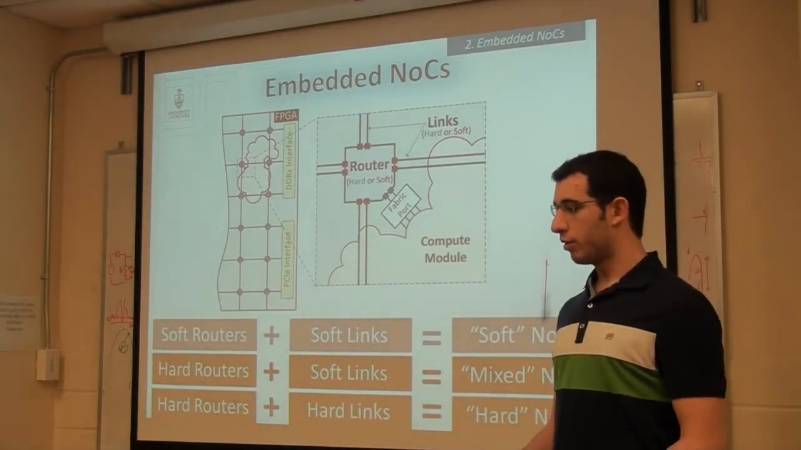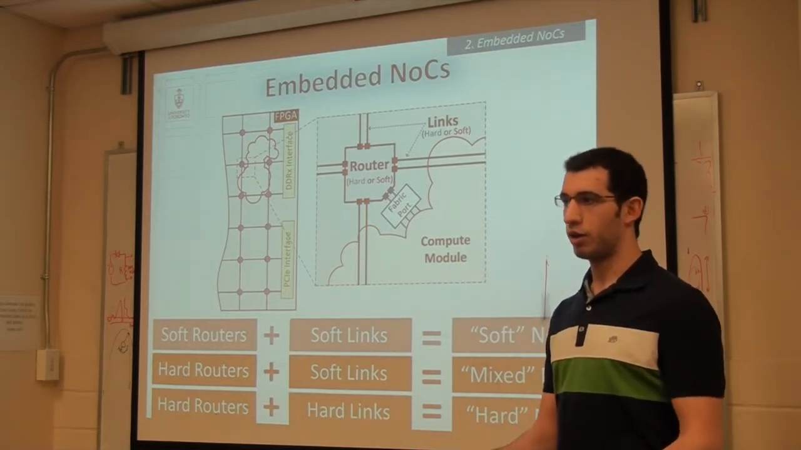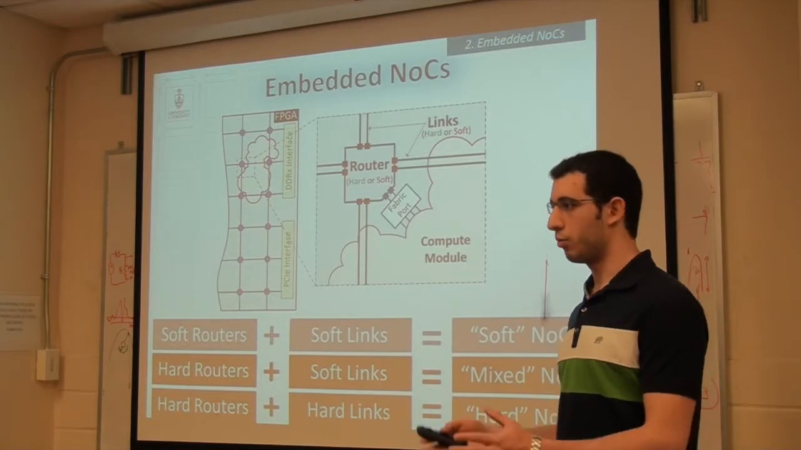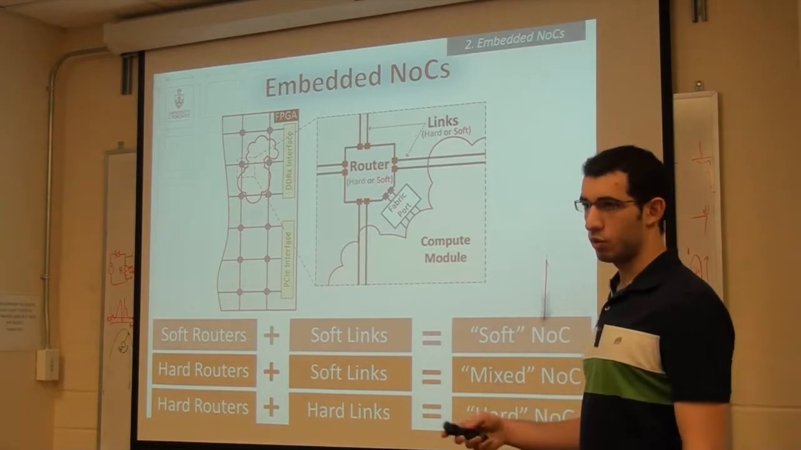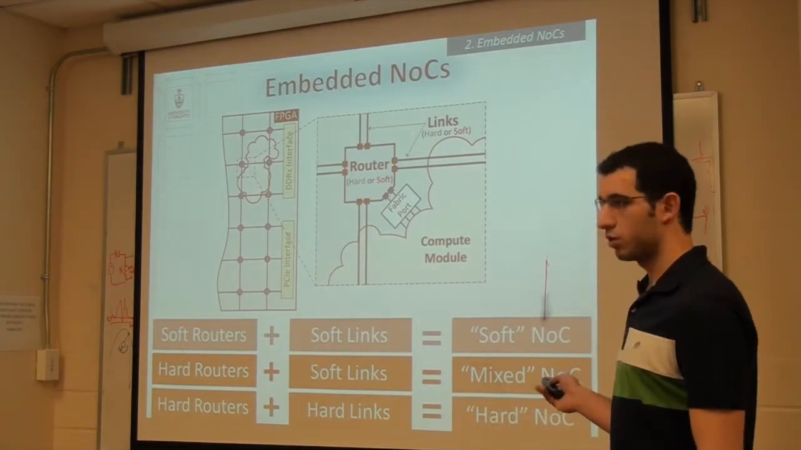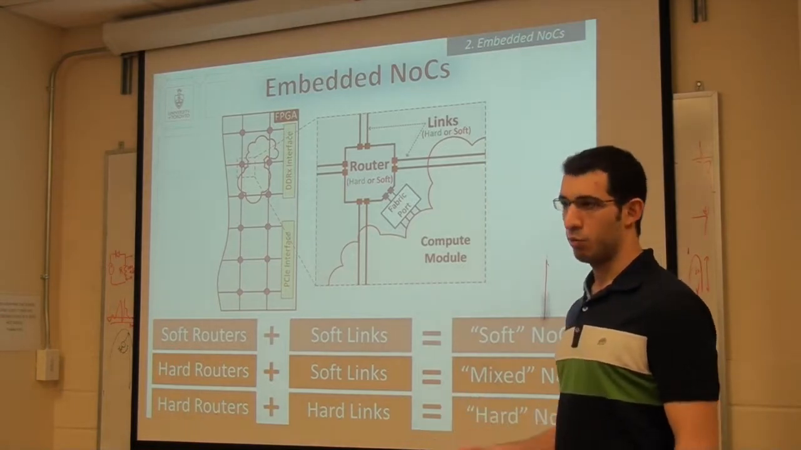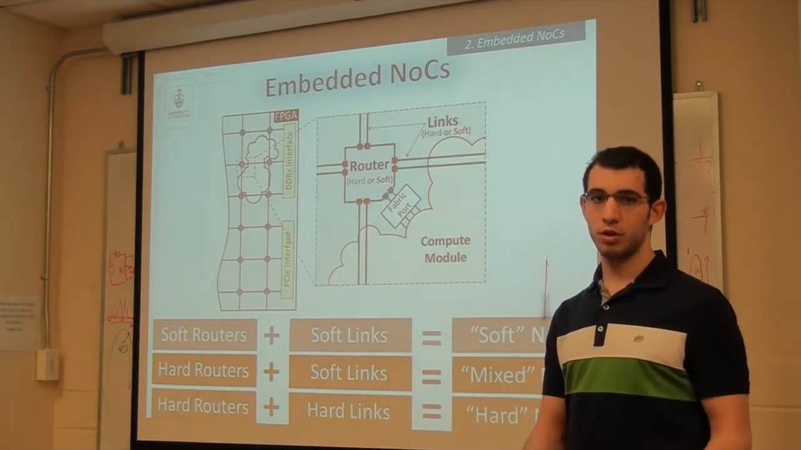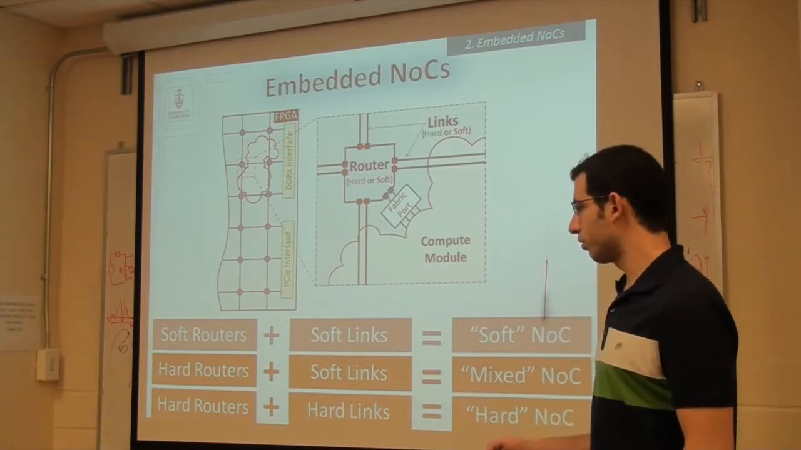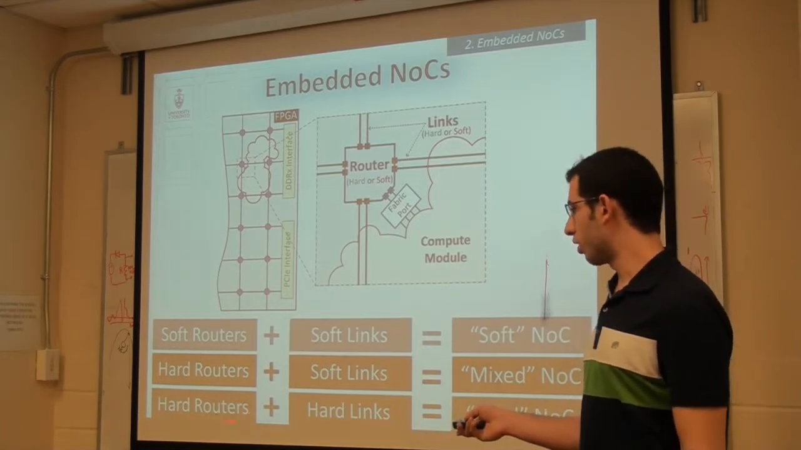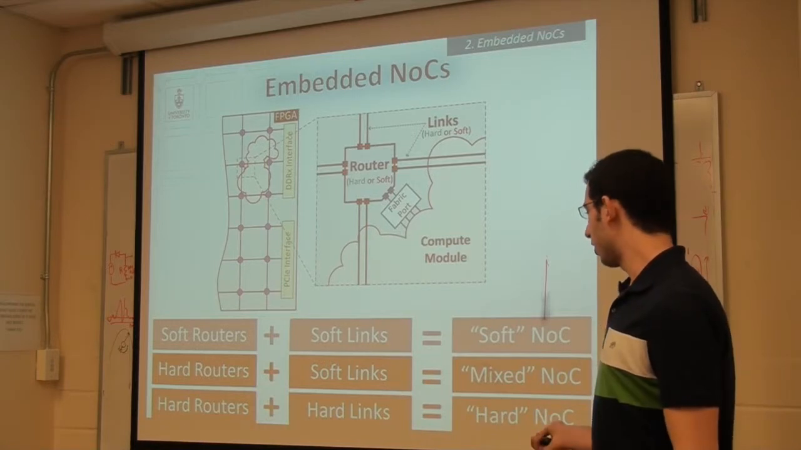So we can implement the routers and the links either using soft logic or hard logic. Soft logic is just configuring it out of the FPGA fabric. Hard logic is where we embed a specialized block for that. So if we use soft routers and soft links, that's what we can do right now. We can create a soft NoC, and we'll use that to compare to our hard NoC. If we use hard routers, so we're embedding the routers, but we're still using the soft interconnect of the FPGA, that's an interesting design point, and we call it a mixed NoC. If we embed both, so we use hard routers and we use dedicated metal wires between routers, then we call that a hard NoC.